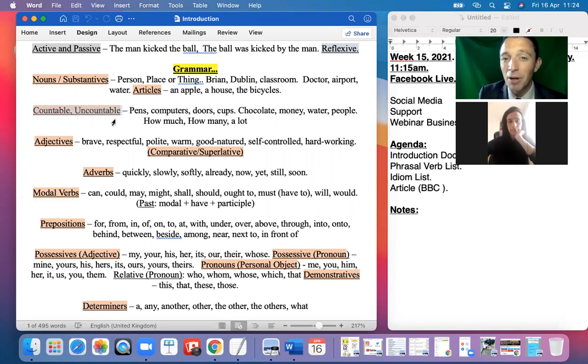Also, the concept of countable and uncountable is very important for the nouns. Is it possible to count the noun, or is it impossible? For example, water, chocolate, air, money, it's not really possible to count. So these are uncountable. And this is important in relation to how much and how many. How much is for uncountable, how much chocolate, how much water, how much energy, and how many is related to countable, how many bottles, how many pens. So that's a very, very important distinction. And some of you are probably familiar with this, but it's just a good opportunity to refresh.